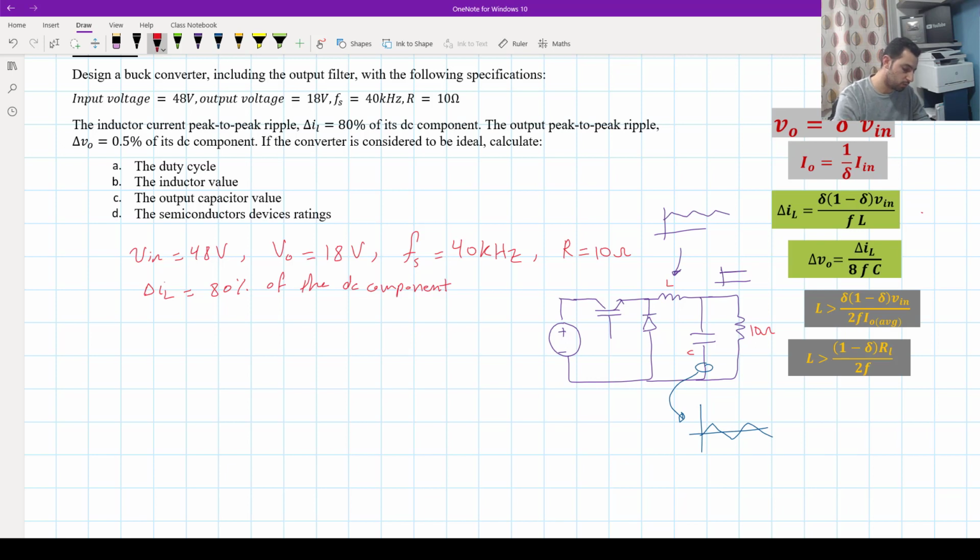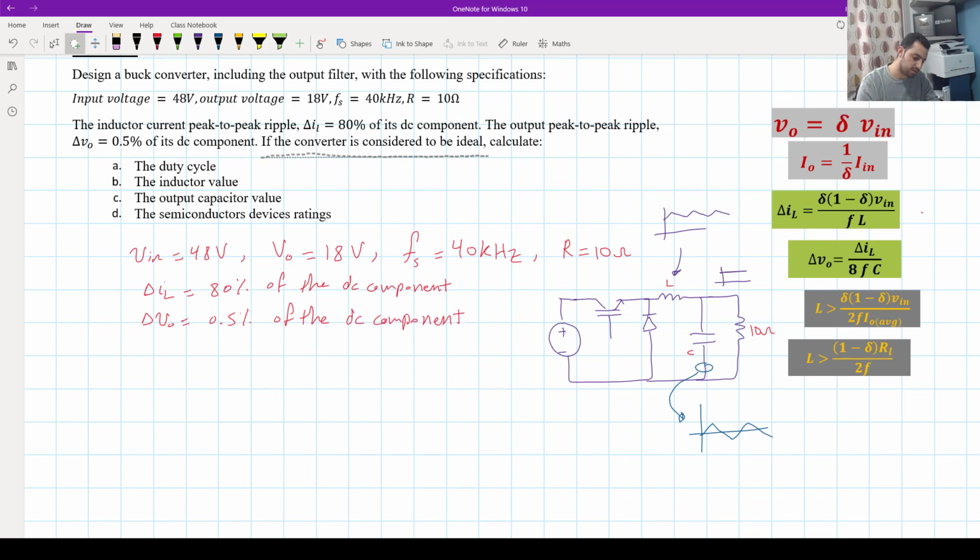Okay, now let's continue with the output peak-to-peak ripple. It's 0.5% of its DC component. Again, we have Vout and delta Vout equals 0.5% of the DC component.